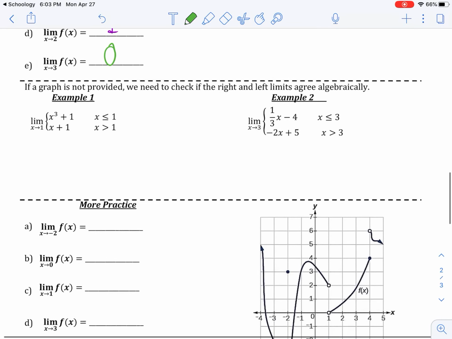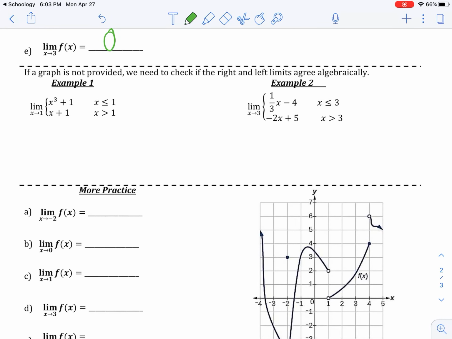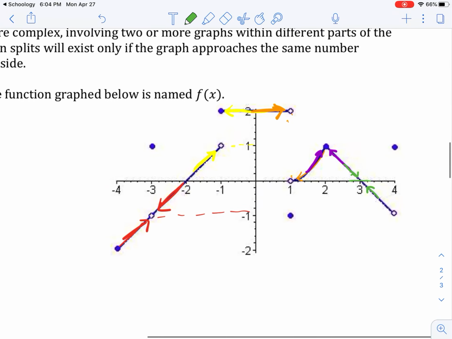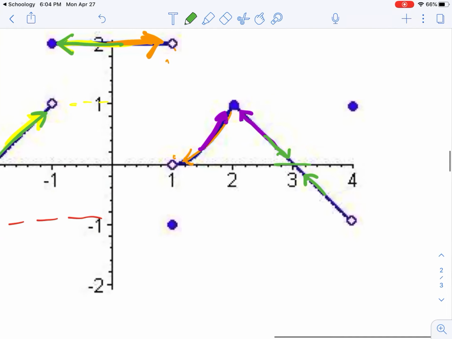All right, so that's a refresher on how to do limits graphically. Or sorry, how do we do this analytically? If a graph's not provided, we need to check the left and right-hand limits to see if they agree algebraically. So if I want to know if the limit as x approaches -1 exists, I check it from the left and from the right, and I got 2 different y values, right? So it did not exist.